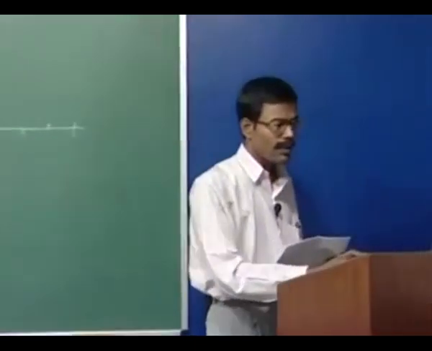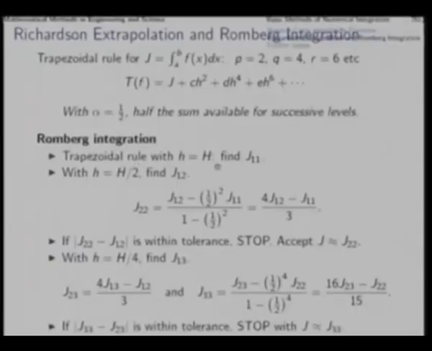So if we use the same formula, the trapezoidal rule with h equal to capital H gives one estimate, then with h equal to capital H by 2 we find another estimate. Between these two estimates we will get a much better estimate. Similarly, with h equal to capital H by 4 we will get another estimate, J13. Now between J12 and J13 we will get another much better estimate, and between these two better estimates, J22 and J23, we will get yet another estimate which will be extremely good.